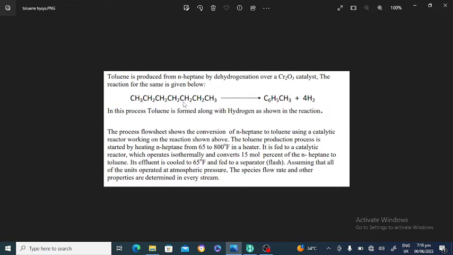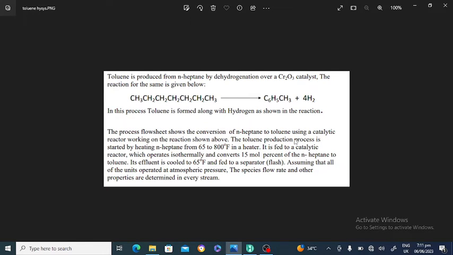So 1 mole of n-heptane gives us 1 mole of toluene and 4 moles of hydrogen in this reaction, and this reaction takes place on the surface of a catalyst made from chromium oxide, Cr2O3. In this process, toluene is produced along with hydrogen, as shown in the reaction. The process flow sheet shows the conversion of n-heptane to toluene using a catalytic reactor.